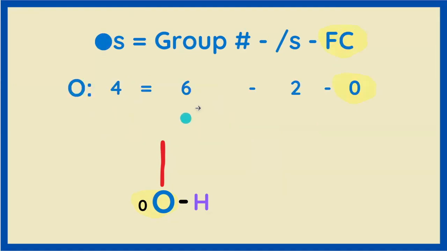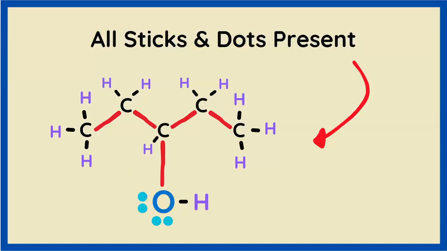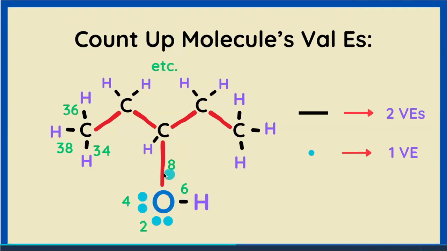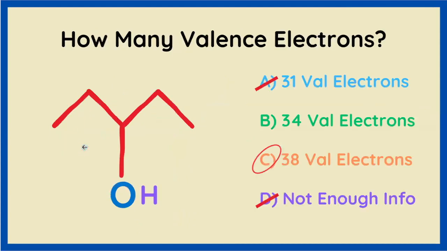So let's try this out. Oxygen is in group 6, minus there's 2 sticks, this one right here, minus a 0 formal charge. So therefore, each oxygen has 4 dots. And there's 1 oxygen. So there are 4 dots present. And now we're going to count up all the valence electrons using the fact that a single dot is a single valence electron, but a single stick is 2 valence electrons. So it's just kind of like a counting game, 2, 4, 6, 8, all the way to 34, 36, 38. And we also get that there are 38 valence electrons. So both methods show that we have 38 valence electrons.